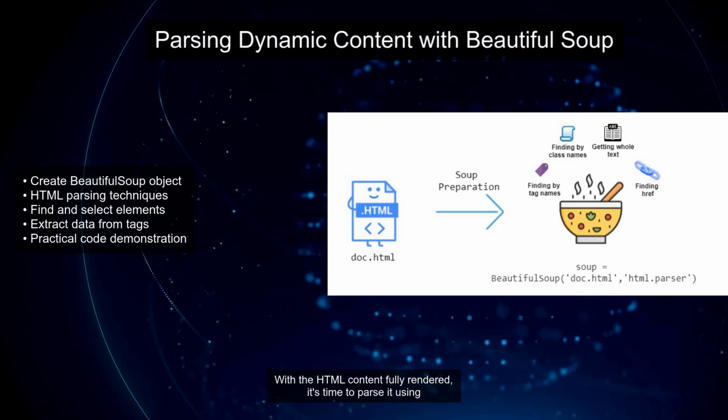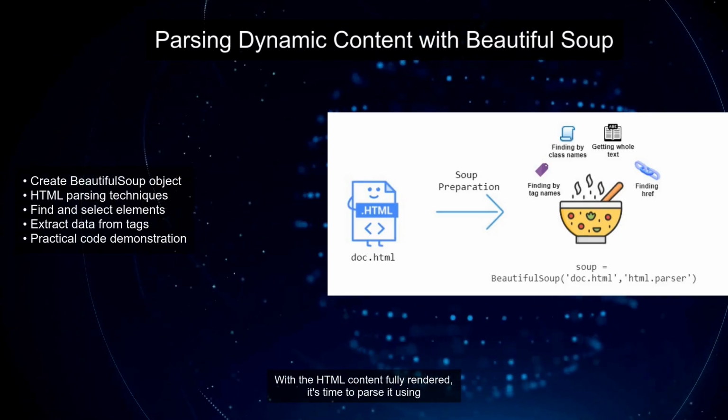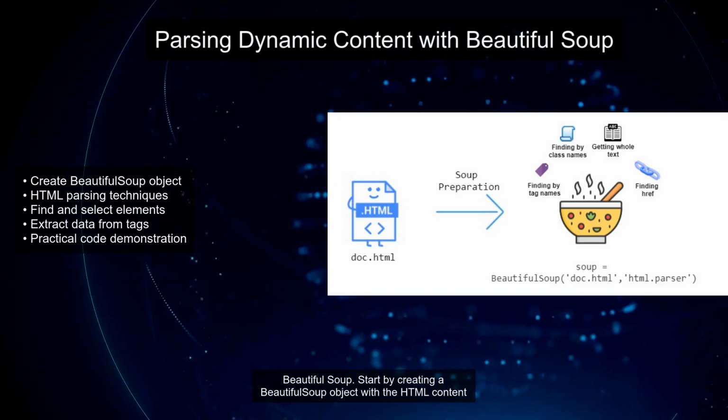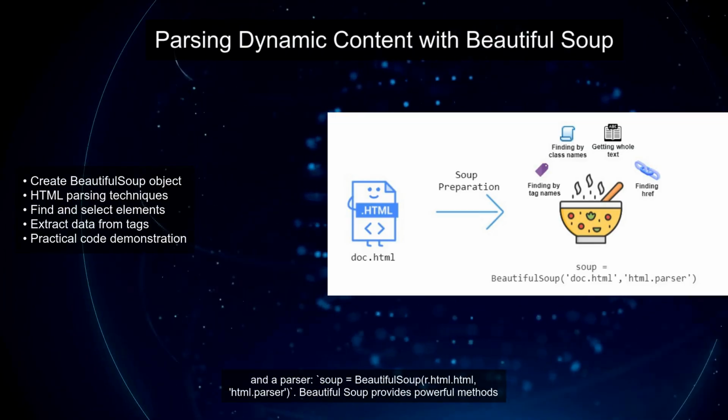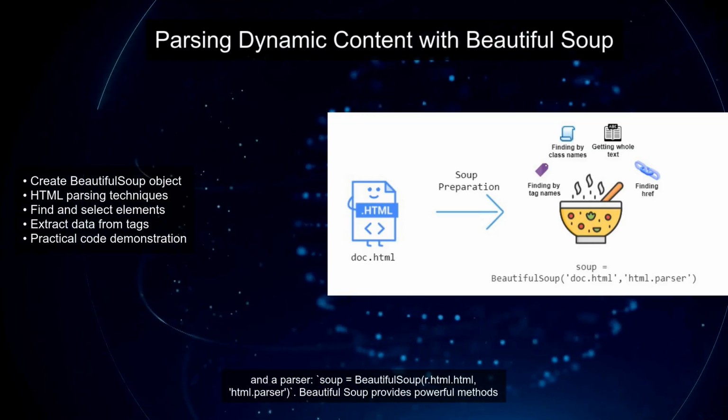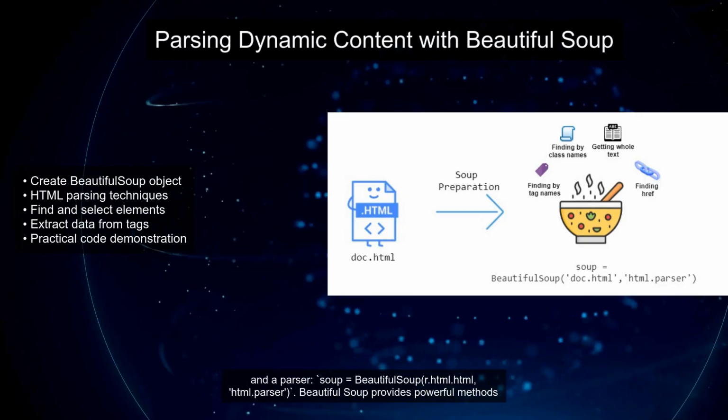With the HTML content fully rendered, it's time to parse it using Beautiful Soup. Start by creating a BeautifulSoup object with the HTML content and a parser: soup = BeautifulSoup(r.html.html, 'html.parser').